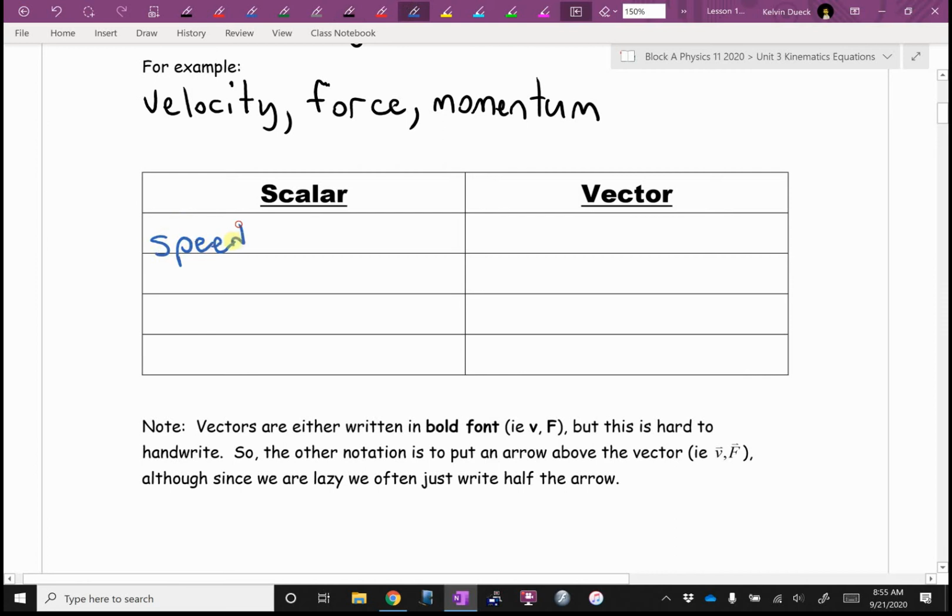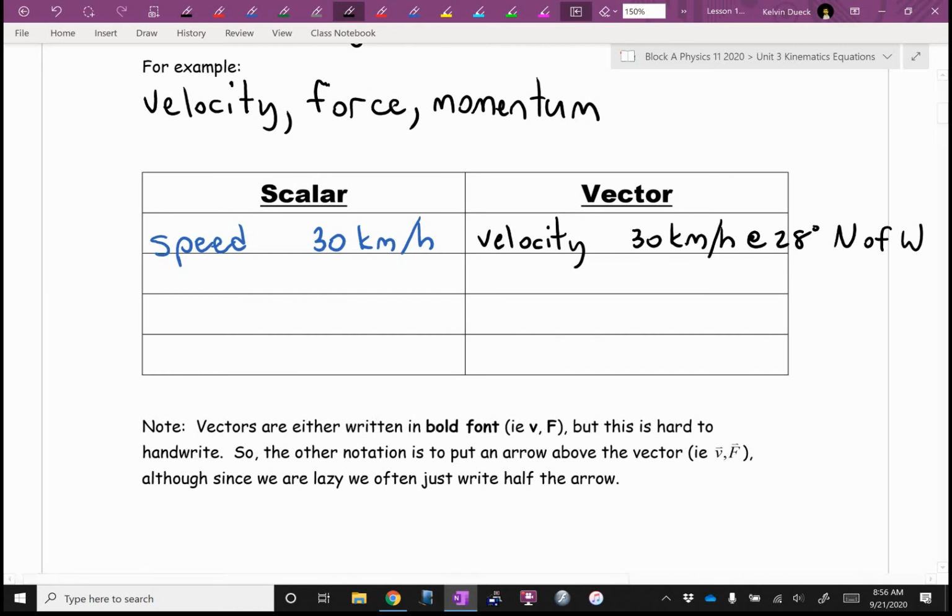One of the ones I said was speed. For example, 30 kilometers per hour. That's a speed. Velocity, which is the vector version of speed, would be 30 kilometers per hour at 28 degrees north of west. That's a magnitude and a direction. So 30 kilometers per hour, then a little at symbol like in your email, 28 degrees north of west. Start out going west, go 28 degrees north of west, that's your direction.